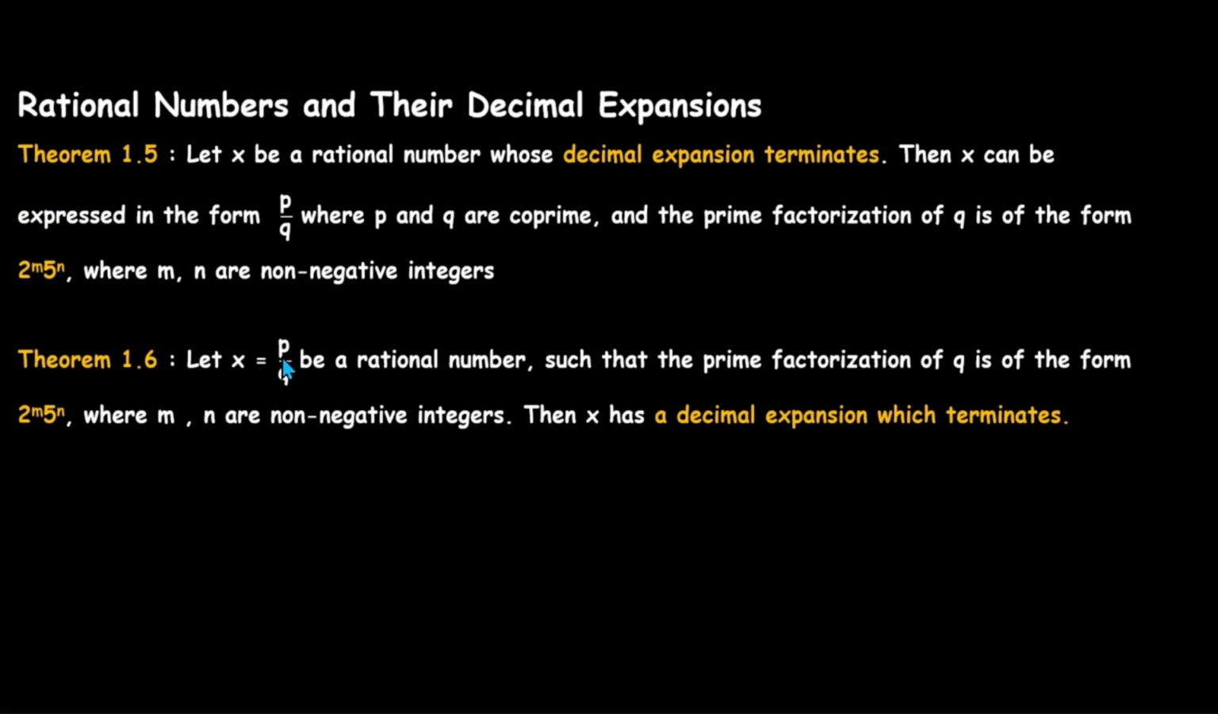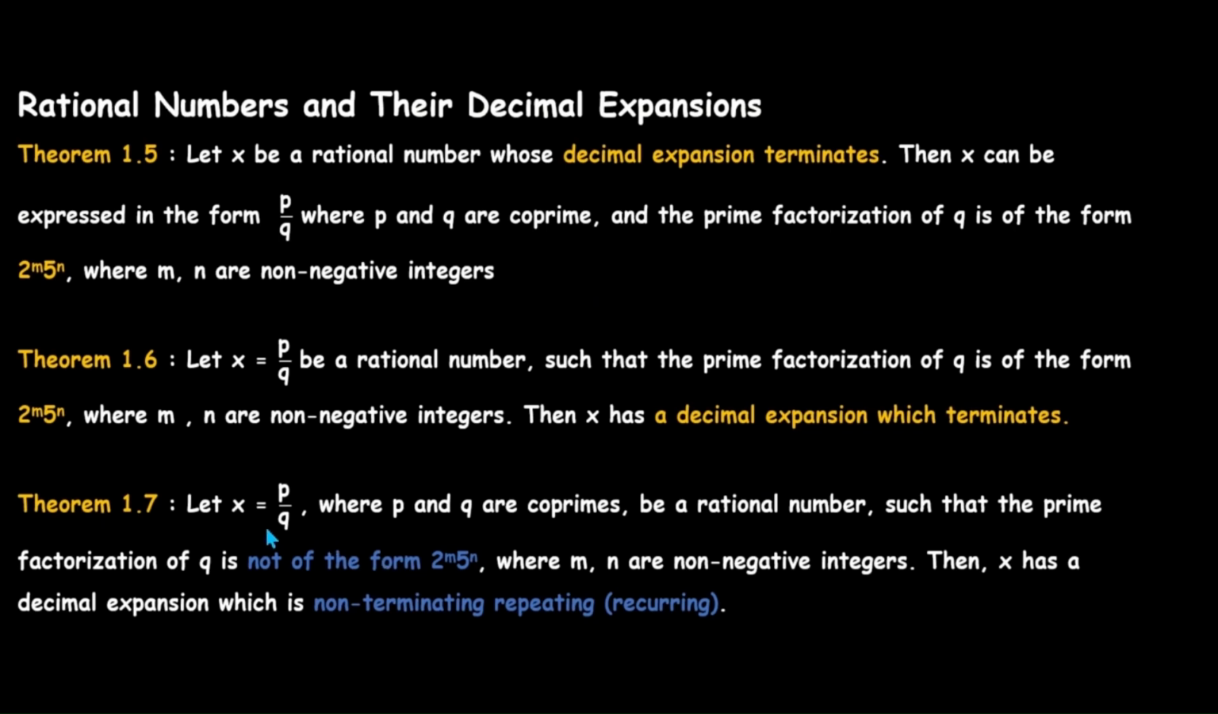The second theorem is a converse of the first one. So what it says is that if x is a rational number in the p by q form, and if q is in the form of 2 power m into 5 power n form, then the decimal expansion of x terminates. So it's a converse of the first theorem.